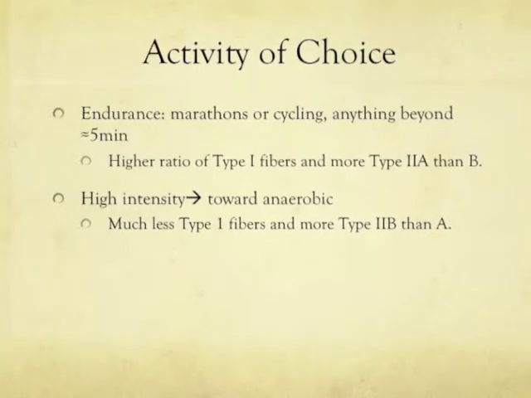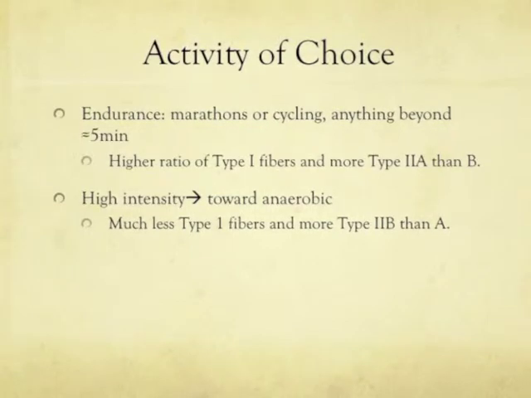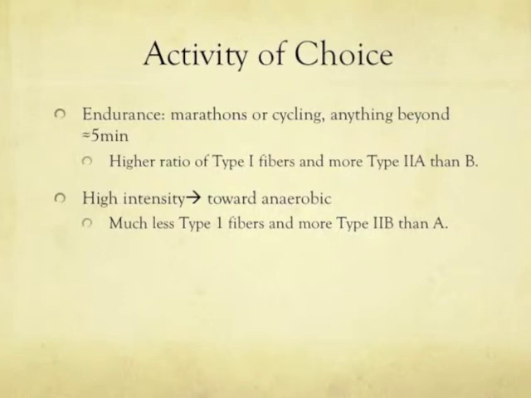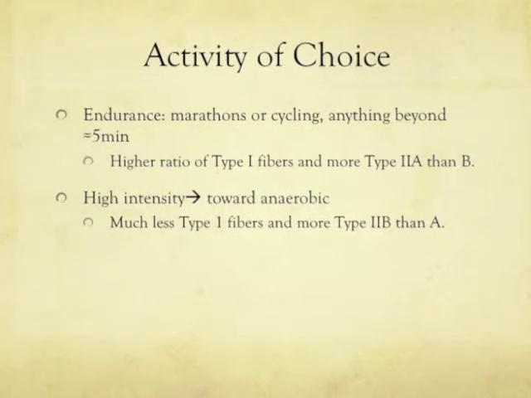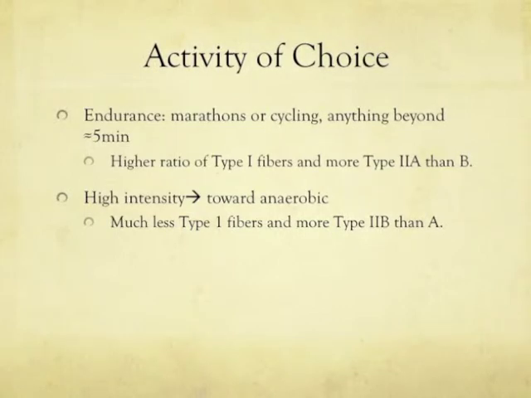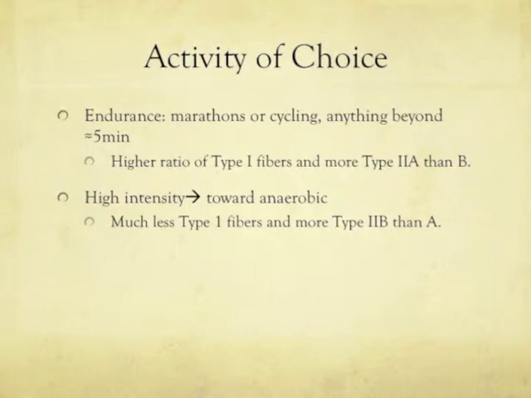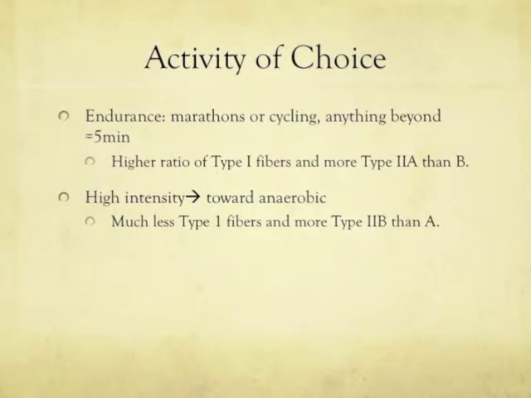As this slide also says, it really depends on the activity of choice for the type of fibers that your body is going to have. The last slide just gave a little bit more of a visual accuracy of what type of person and build they would have for the type of muscle fibers they had. Again, the endurance runners, the ones that do 5 or more minutes, are going to have a higher ratio of type 1 fibers, and the high intensity are more anaerobic, so they're going to have more type 2A.